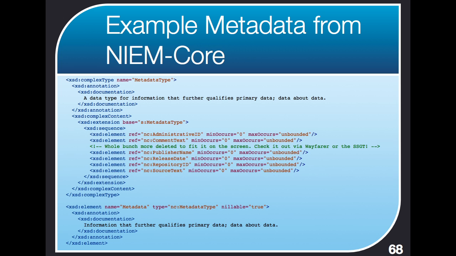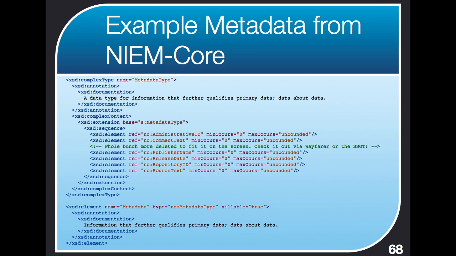Here is part of the NIEM core's metadata type. So we have metadata type, and inside of it you'll see things like administrative ID, comment text, publisher name, release date, repository ID, source text, and there's a whole bunch more that we had to delete in order to get it all on the screen. And then there's a metadata element defined of that type. And so you can use that if that sort of metadata meets your needs. But as I said, if you don't have what you need, you can make your own.